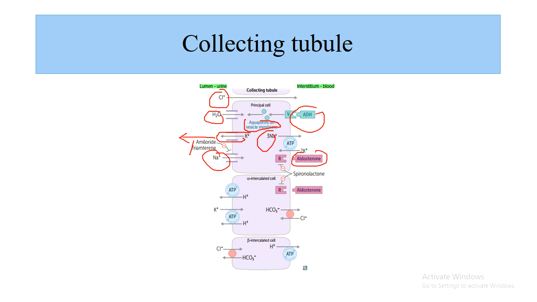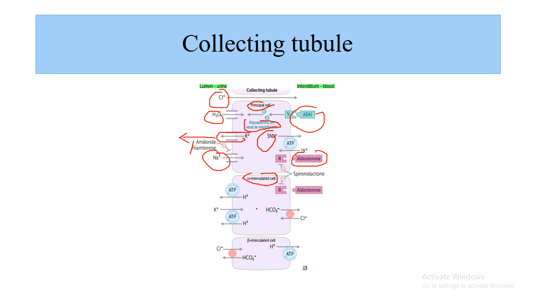So here we have another type of cell known as intercalated cells. We have the principal cell and you have intercalated cells. Intercalated cells are divided into two types: alpha intercalated cells and beta intercalated cells. As the word intercalated suggests, it means something which is put in among other things, like we put intercalated cells between principal cells, so they are not there in high concentration compared to principal cells.